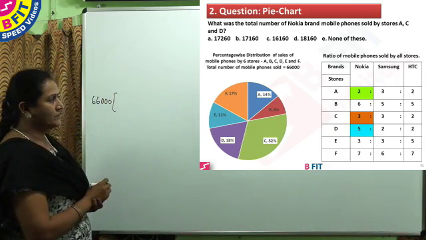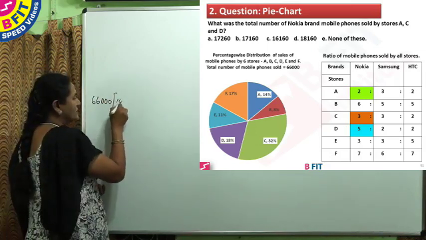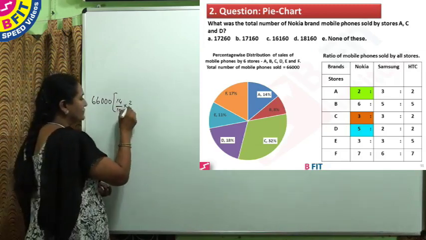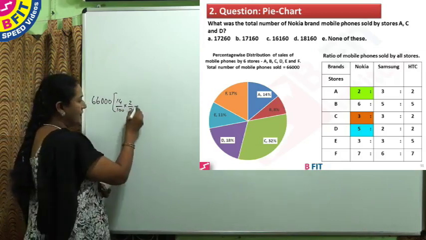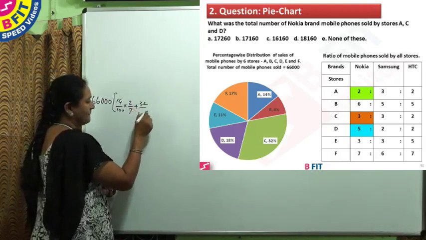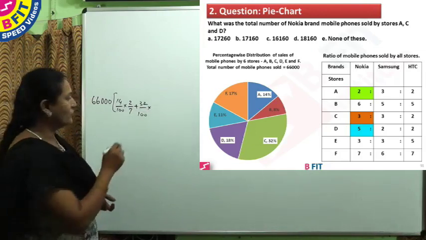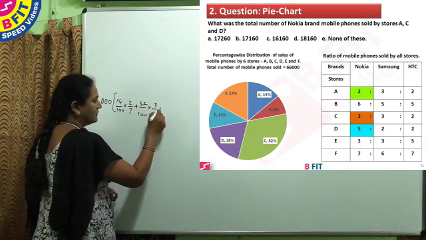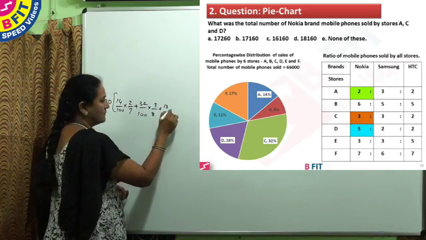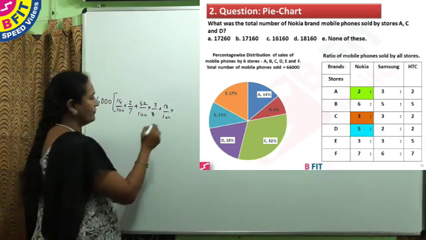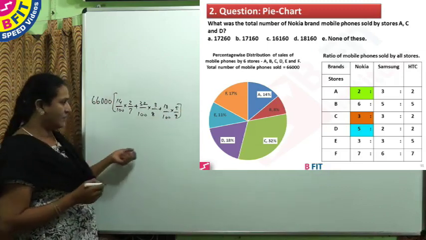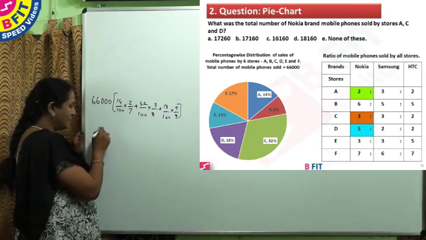So in this 66,000, we need A, which is 14%, and we need brand Nokia, it is 2 out of 7. As we need the total, we add the terms, and C is 32%, and Nokia is 3 parts out of 8, plus D is 18%, and it is 5 parts out of 9. So as earlier we have 100 in each term, we can take 100 outside the brackets.